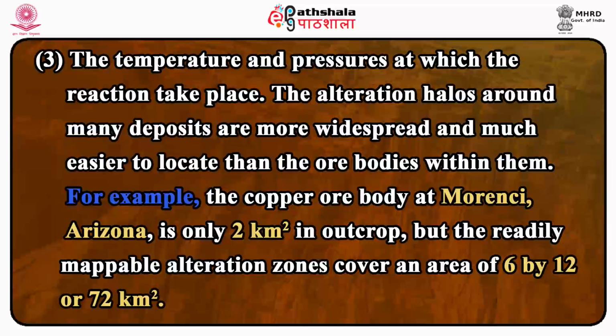The alteration halos around many deposits are more widespread and much easier to locate than the ore bodies within them. For example, the copper ore body at Morenci in Arizona in the United States of America is only 2 square kilometers in outcrop, but the readily mappable alteration zones cover an area of 6 by 12 kilometers or 72 square kilometers. Alteration effects may reach old or present surfaces, or they may be blind and found only in underground workings or in drill holes.